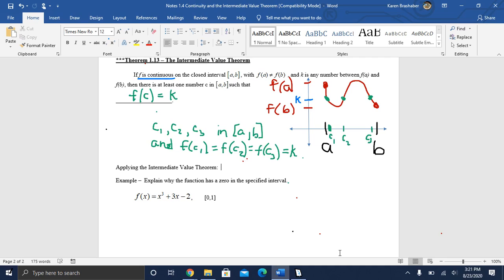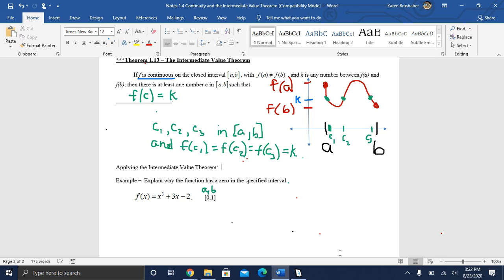So our 0 and 1 would be the a and the b in the theorem. So we have the 0 is the a and the 1 is the b. And so the first thing that we'll have to do is to make sure that the conditions of the theorem are met. And the first condition is that we have to have continuity.